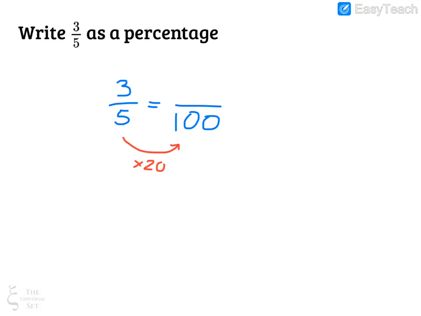So if I'm multiplying by 20 on the bottom, I'm going to have to do the same on the top. So we times by 20 up here. And 3 times 20 is 60. So 3/5 is the same as 60/100ths, which is the same as 60%. I think we might even have seen that one earlier, haven't we? Okay, good. So that's how we can change between fractions and percentages.